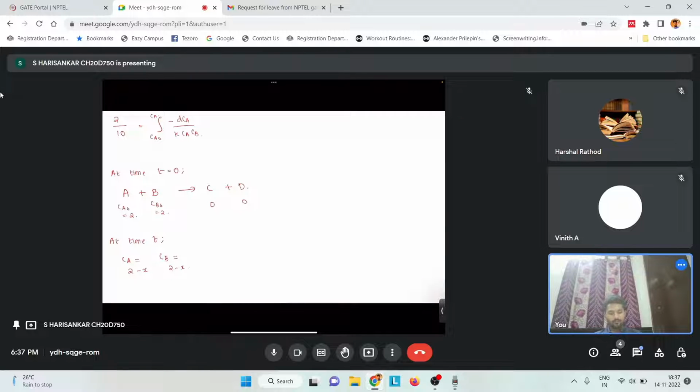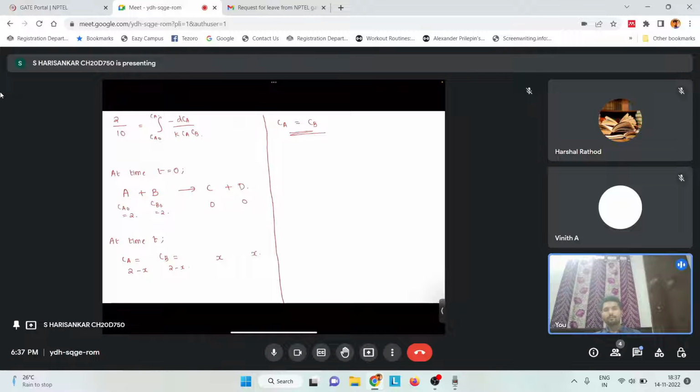And after time t, the moles of products will be X and X. That means X moles of C and X moles of D will be formed after time t. So what we are trying to show from this balance is that once the reaction happens, at time t, the concentration of A is equal to the concentration of B.